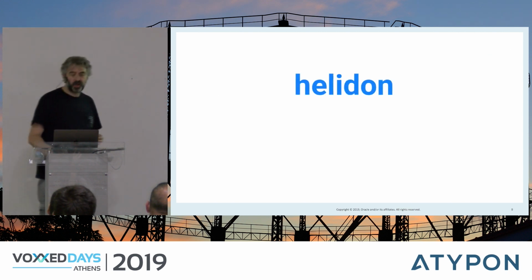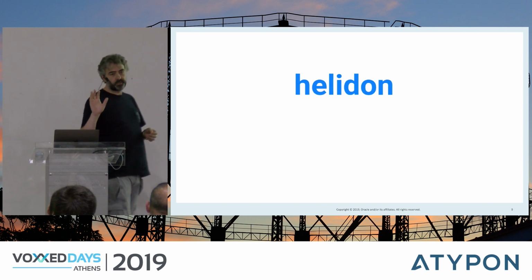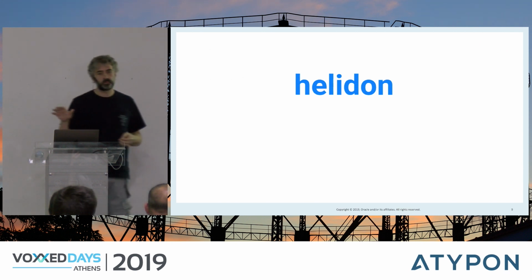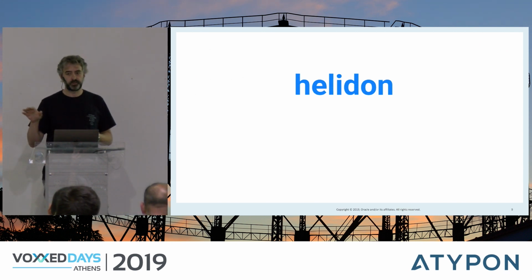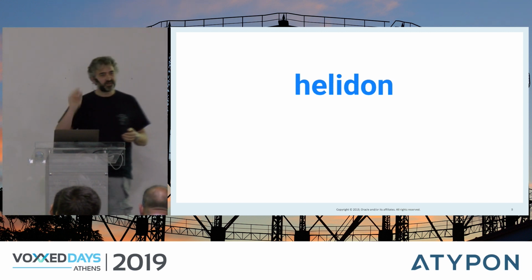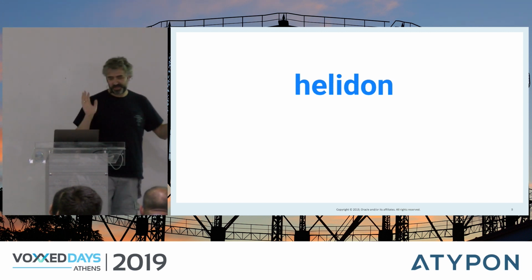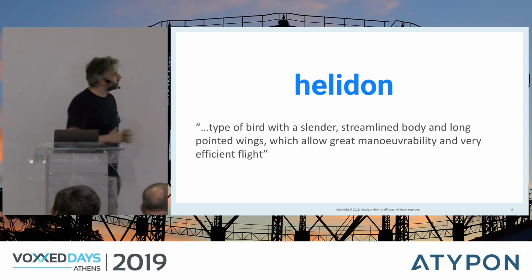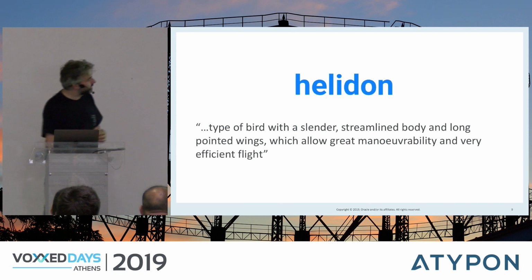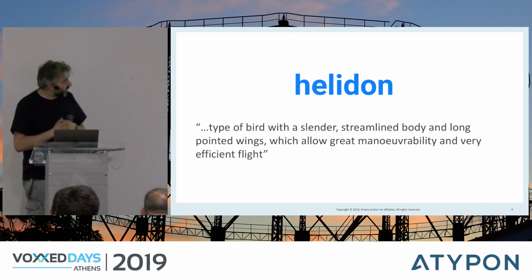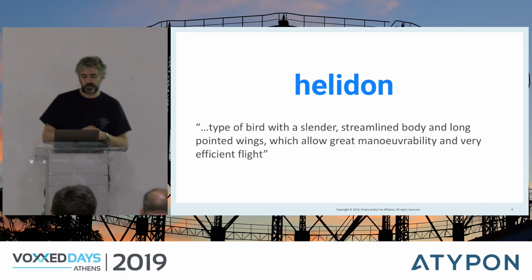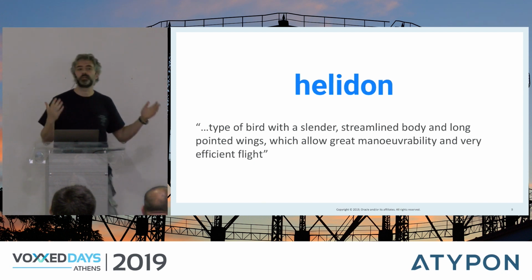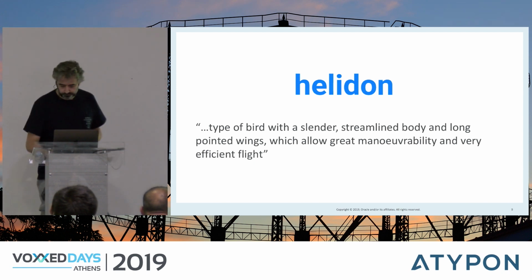So, Helidon. Does anybody know what Helidon is? I think it's a Greek word, right? Yes, it's a bird. That's the only place where I don't have to make any jokes regarding Helidon. A Helidon is a type of bird with a slender, streamlined body and long pointed wings, which allows great maneuverability and very efficient flight. So basically, a swallow in English.